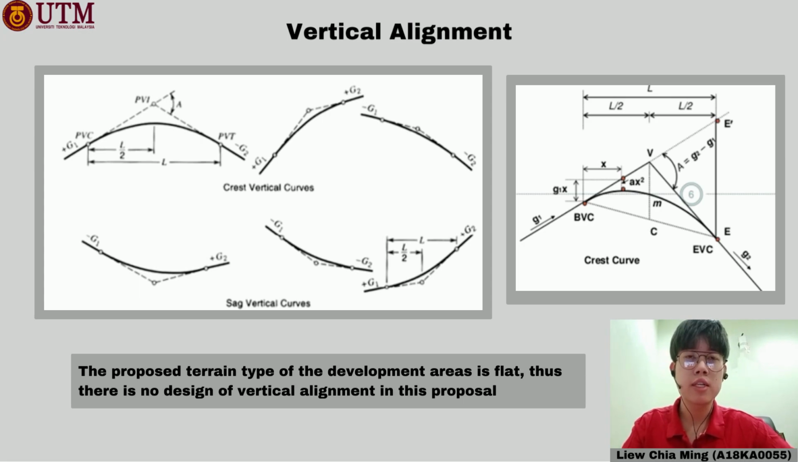For the vertical alignment, it was employed to achieve a gradual change in tangent grades. The crest and sag curve are 2 forms of vertical curve. The grades meeting at the summit define the crest curve. The gradients meeting at the trough form the sag curve. Since the terrain of our development area is flat, there is no design for the vertical alignment in this project.